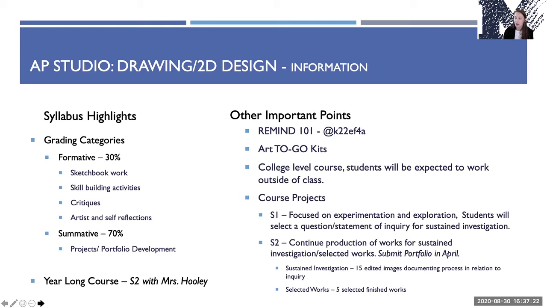They're going to be submitting their portfolio to the College Board at the end of April. And just to give you a better understanding of what the sustained investigation and selected works is asking for, sustained investigation is 15 edited images, photographs, documenting the process in relation to the student's inquiry. So that could include not only finished pieces, but sketches, revisions, just in progress shots of the work. And then there's a second component called the selected works. These are 5 finished pieces. These 5 finished pieces should be the best of the best. And if all things go correctly, these 5 selected pieces are actually going to get mailed in for review.